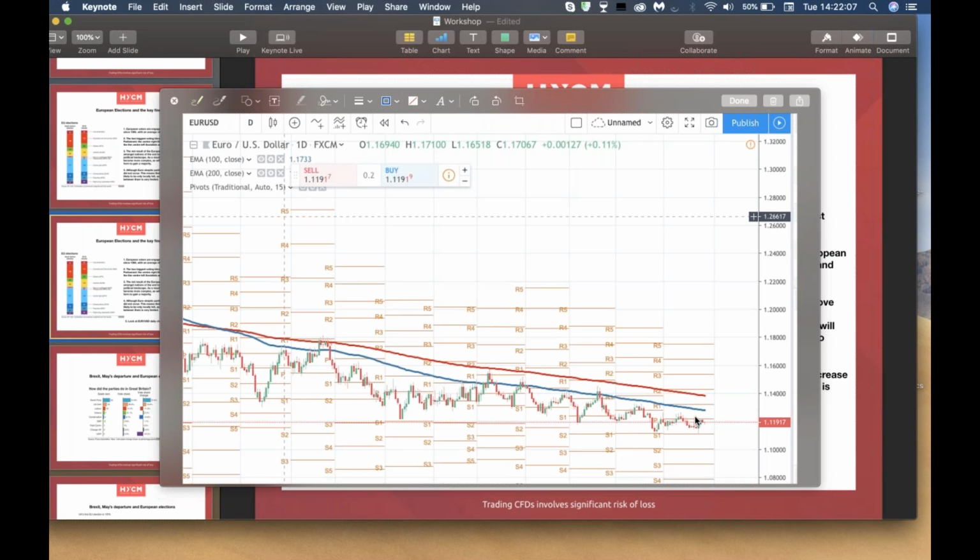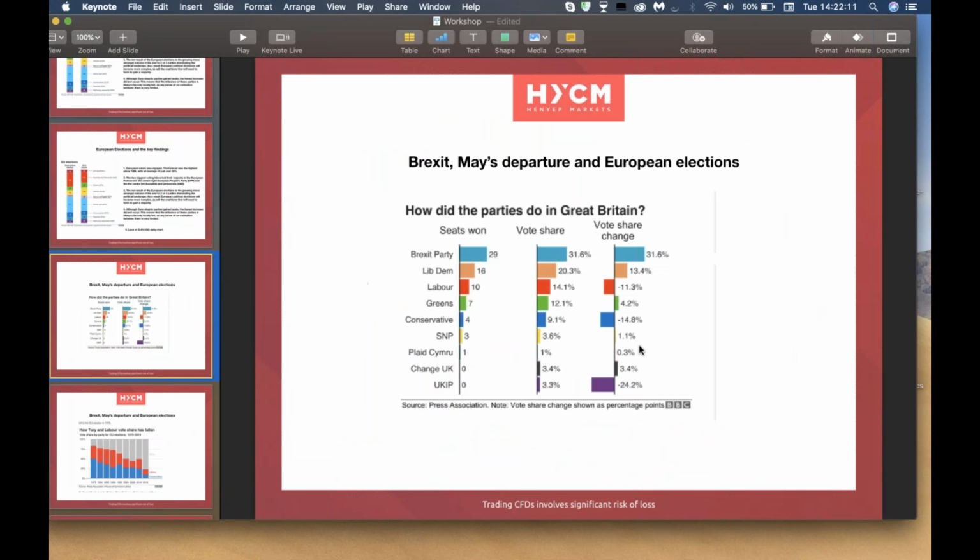And using these key technical levels at the moment. Brexit, May's departure, and the European elections. So it's worth having a little look at how the European elections affected the UK government, particularly with regard to Brexit. Now, with the European elections, there's one party that's led by a very charismatic leader called Nigel Farage.